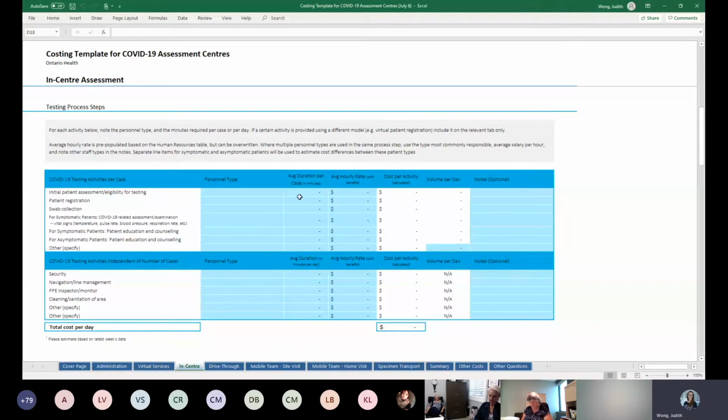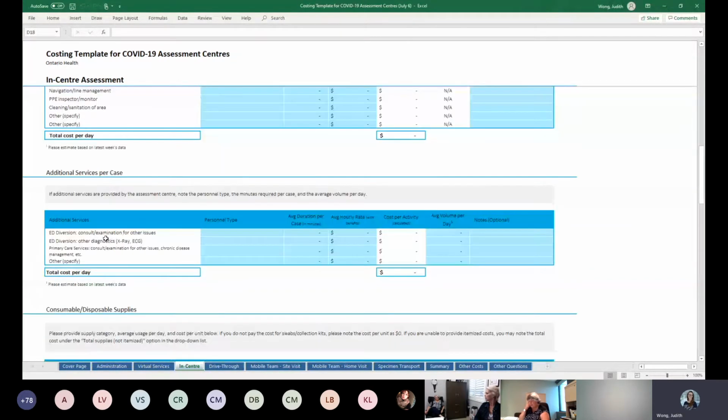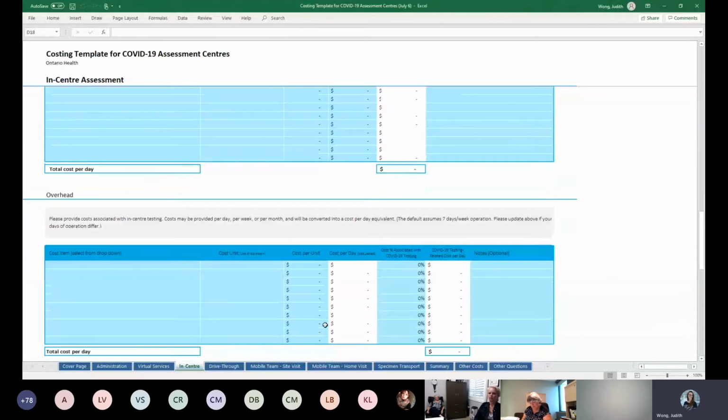So, if one site takes 5 minutes and the other site takes 7 minutes, your average would be 6. If only one site offers additional services, that's fine, because you could just report the volume for that site. You would also report your total supplies, so you would report all your units of supplies across both sites and all your overhead across both sites.